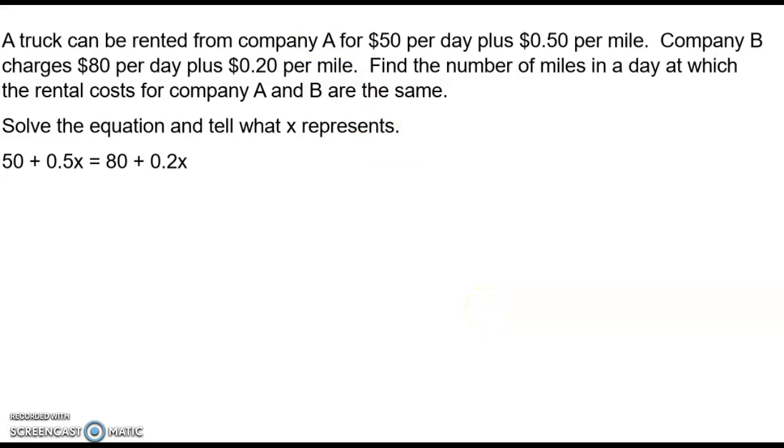All right, and then the last one. A truck can be rented from Company A for $50 per day plus 50 cents per mile. So that's represented right here, $50 per day plus 50 cents per mile. Company B charges $80 per day plus 20 cents per mile. So here it is, $80 per day plus 20 cents per mile. Find the number of miles in a day at which the rental costs of Company A and Company B are the same. We want to solve the equation and tell what x represents.